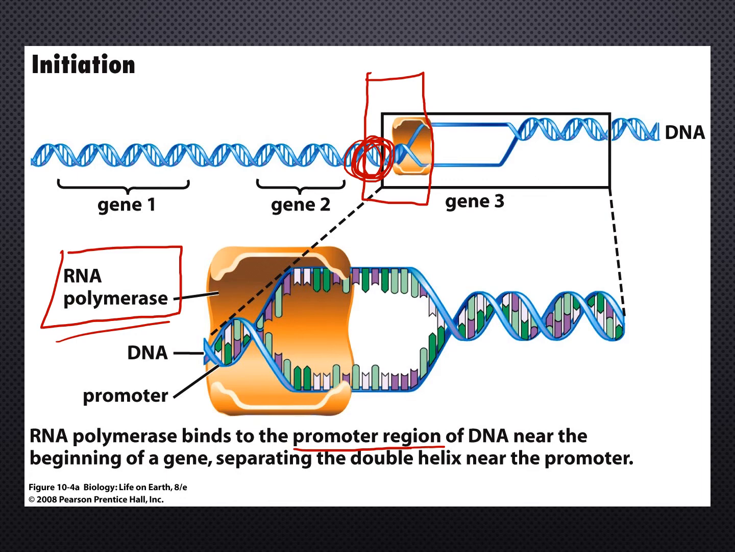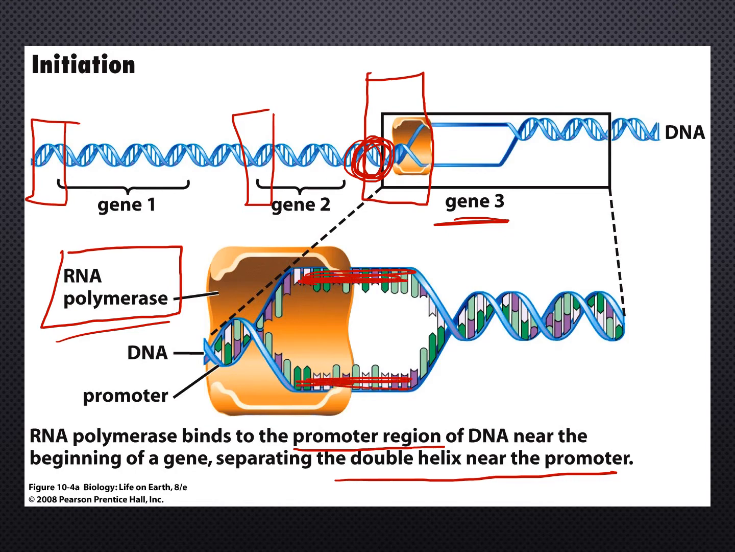It promotes binding of RNA polymerase to the start of, in this case, gene 3, as opposed to gene 2 and gene 1. Gene 1 and gene 2 would also both have their promoters. Each and every gene pretty much has its own promoter. There are exceptions though. So what happens after RNA polymerase has bound is that it separates or unwinds the double helix near the promoter, as you can see here. It has been unwound from top and bottom.